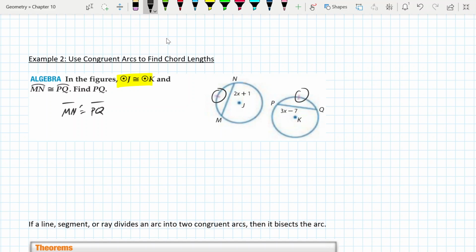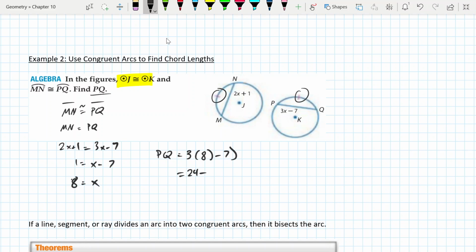Or we should start, I guess, with the segments are congruent, which tells us the lengths are equal, which means their expressions are equivalent. And I go ahead and I solve for x, and I get x equals 8. But that's not what I want. I want to know how big PQ is. So all I have to do is plug in that value of 8 for x into PQ's expression, 3x minus 7, or 24 minus 7, which is 17. So PQ equals 17.